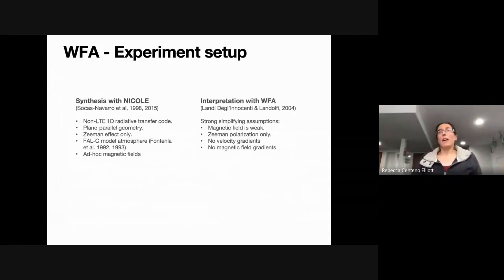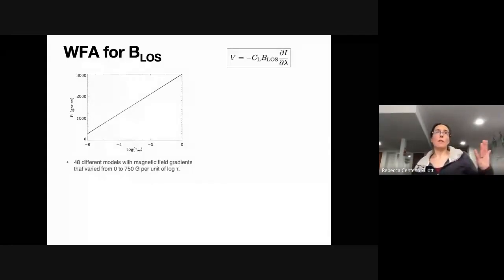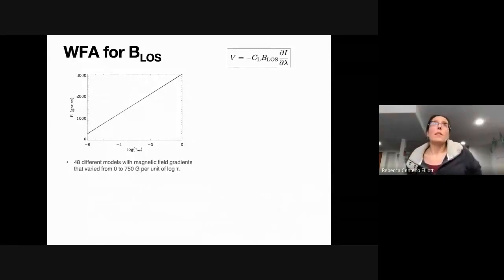All right, so first I wanted to evaluate the validity of the weak field approximation to extract information about the line of sight component of the magnetic field. And this is through this equation that relates Stokes V to the derivative of Stokes I with respect to wavelength. So I generated 48 different model atmospheres based on this FAL-C model, but I changed the magnetic fields. I included vertical magnetic fields with different strengths and different gradients that varied from 0 to 750 Gauss per unit of log tau.